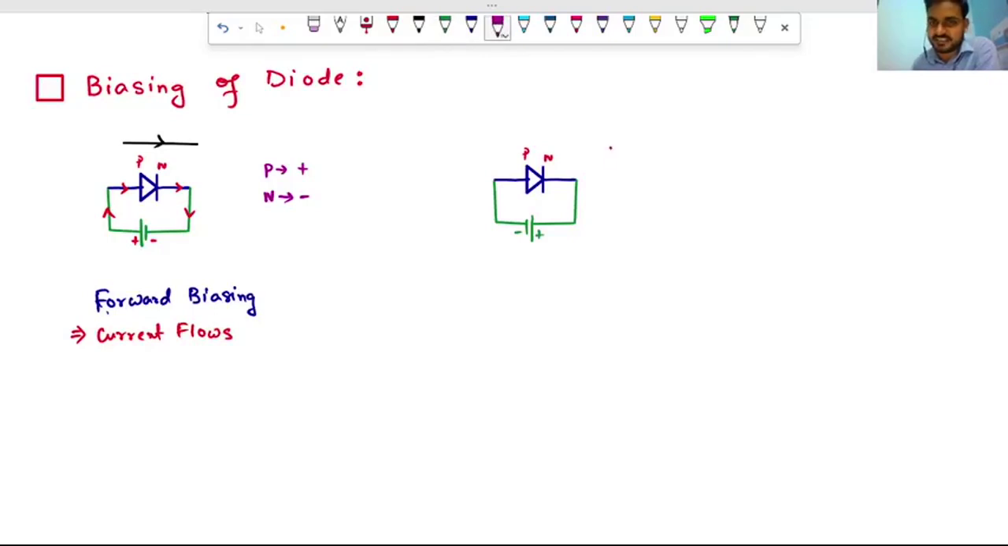You see the connection. The P type of the diode is connected with the negative terminal of the battery. The N side of the diode is connected with the positive terminal of the battery, isn't it? So this type of biasing is known as reverse biasing. In this case, no current flows through the circuit. So current does not flow.